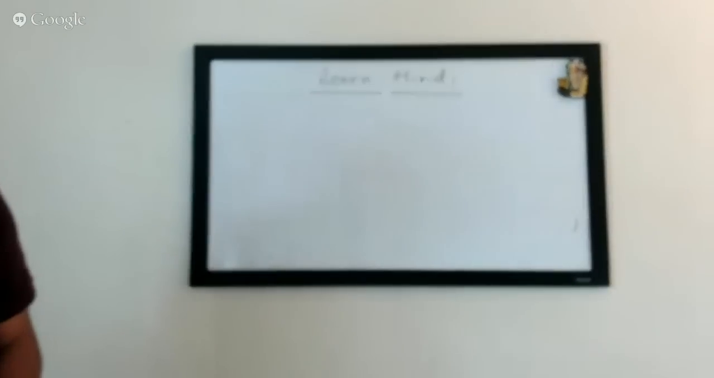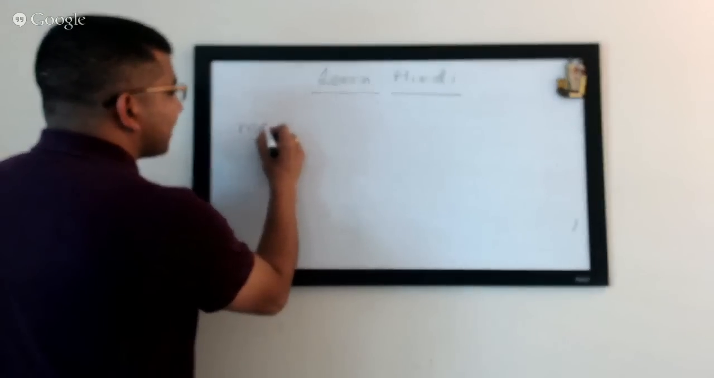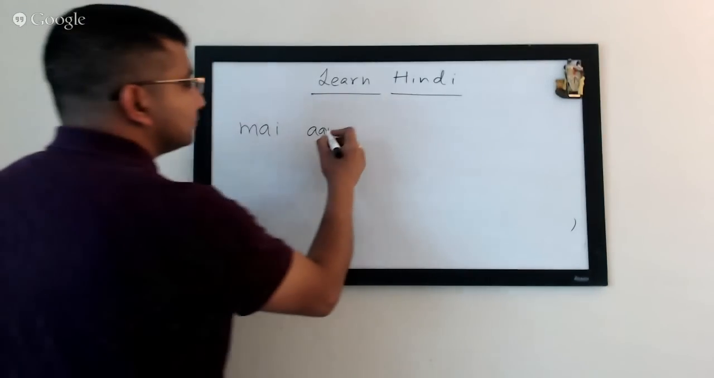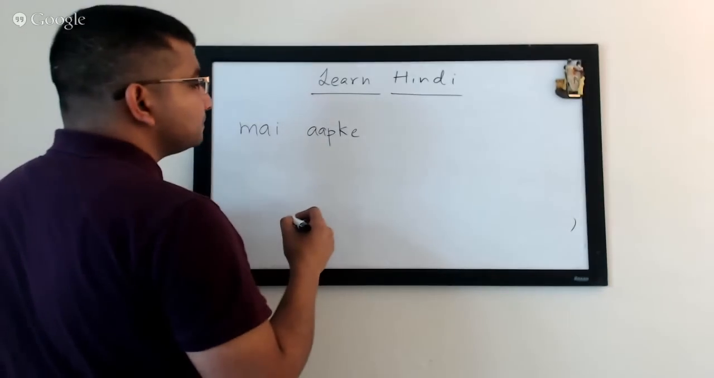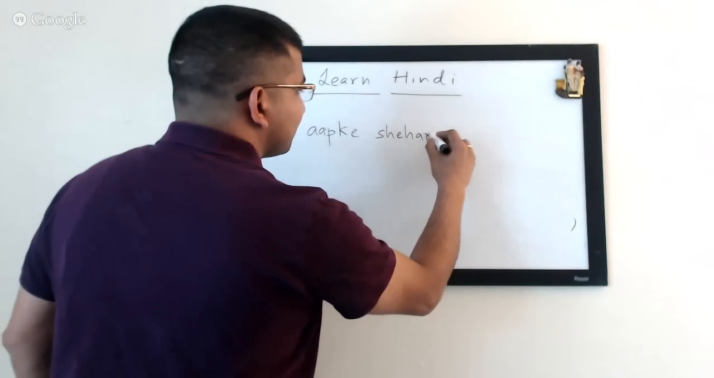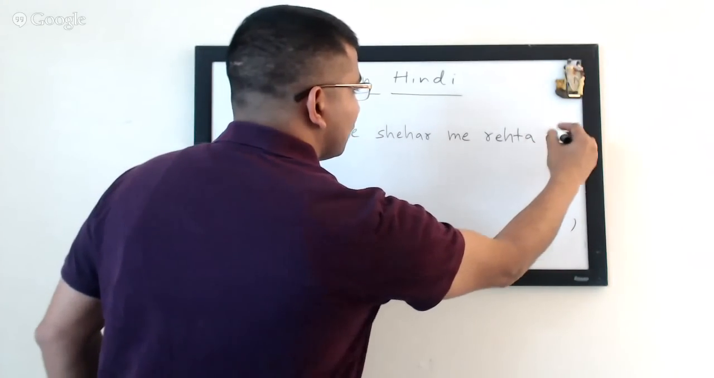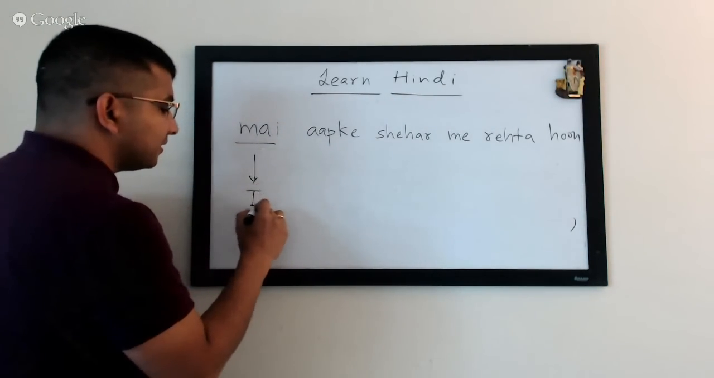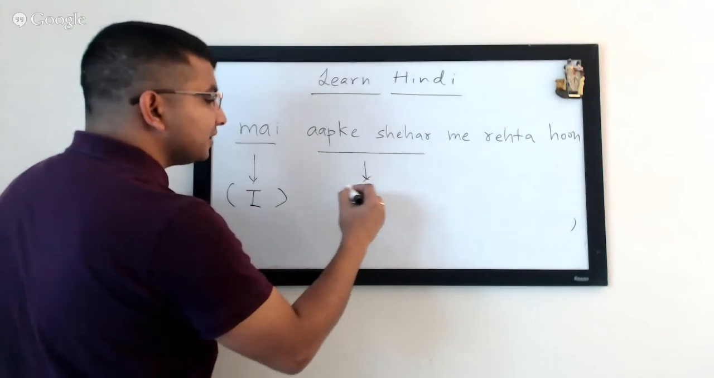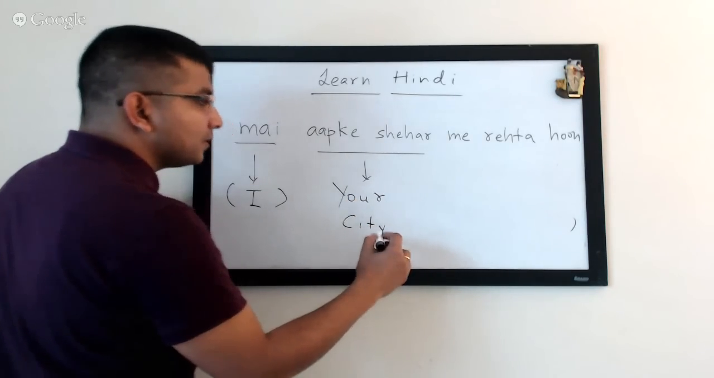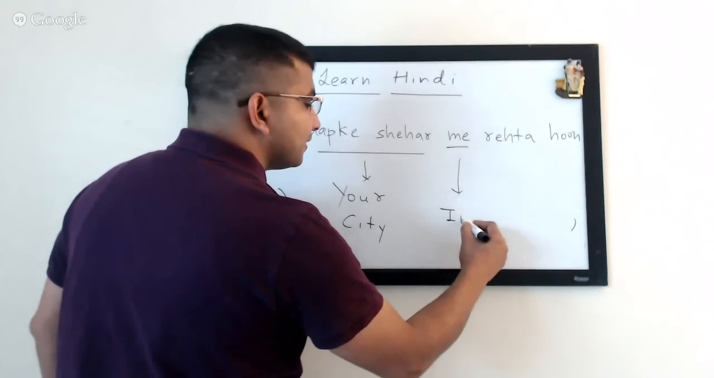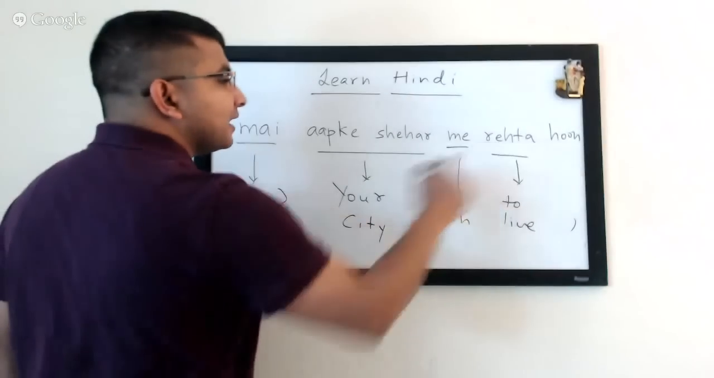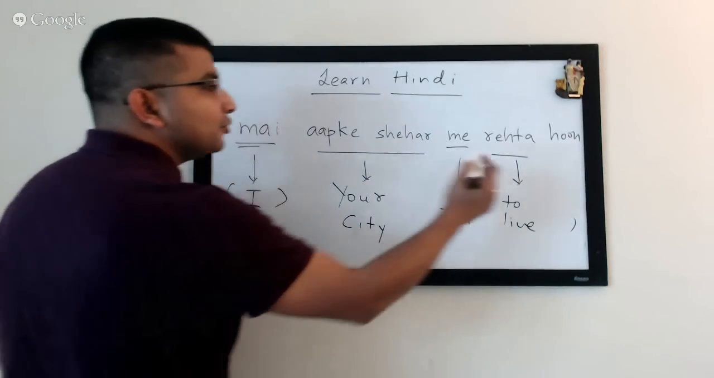Okay. So when I say मैं आपके शहर में रहता हूँ. मैं आपके शहर में रहता हूँ. So मैं is I, आपके शहर में is your city, में is a postposition which means in, and रहना is to live, right? So when you're saying मैं आपके शहर में रहता हूँ, it means I live in your city, and because it's मैं, you are using हूँ.